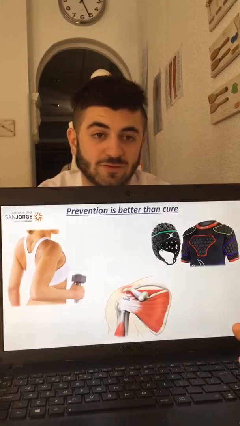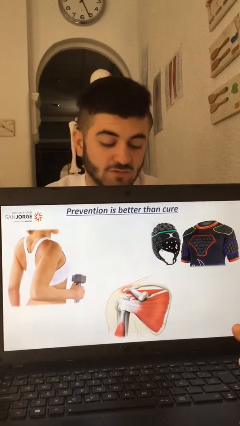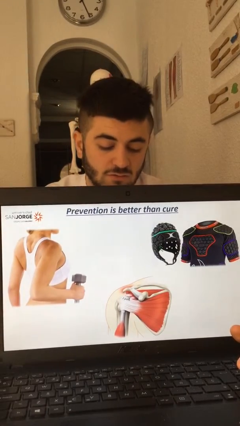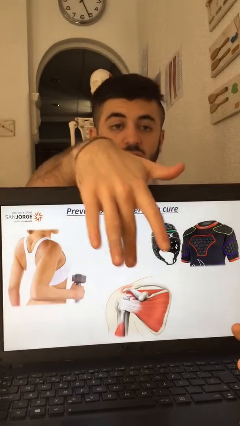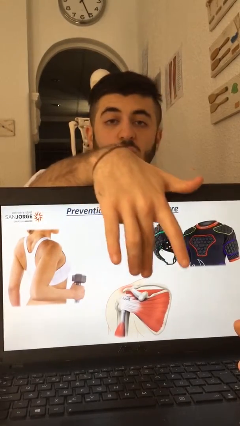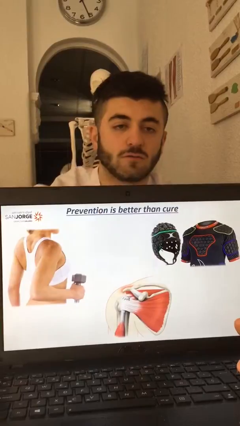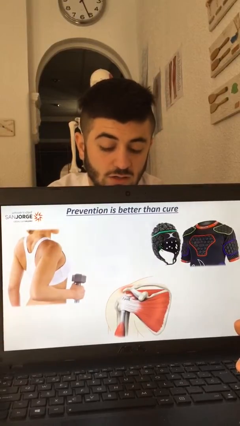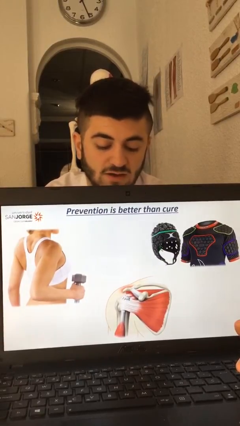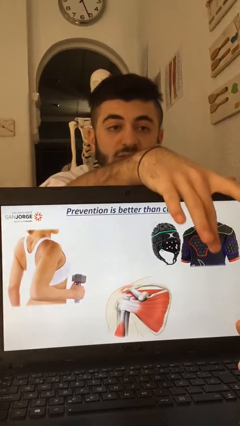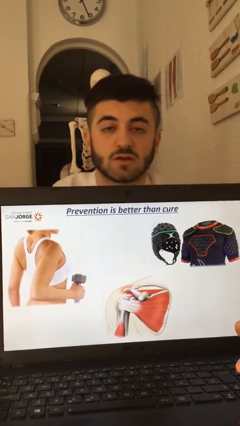And now, to reduce your chance of shoulder dislocation, you could do exercises to strengthen the muscles around the shoulder. The muscles around the shoulder are the rotator cuff, and we could wear safety equipment for protection, like in this picture, safety equipment in rugby.